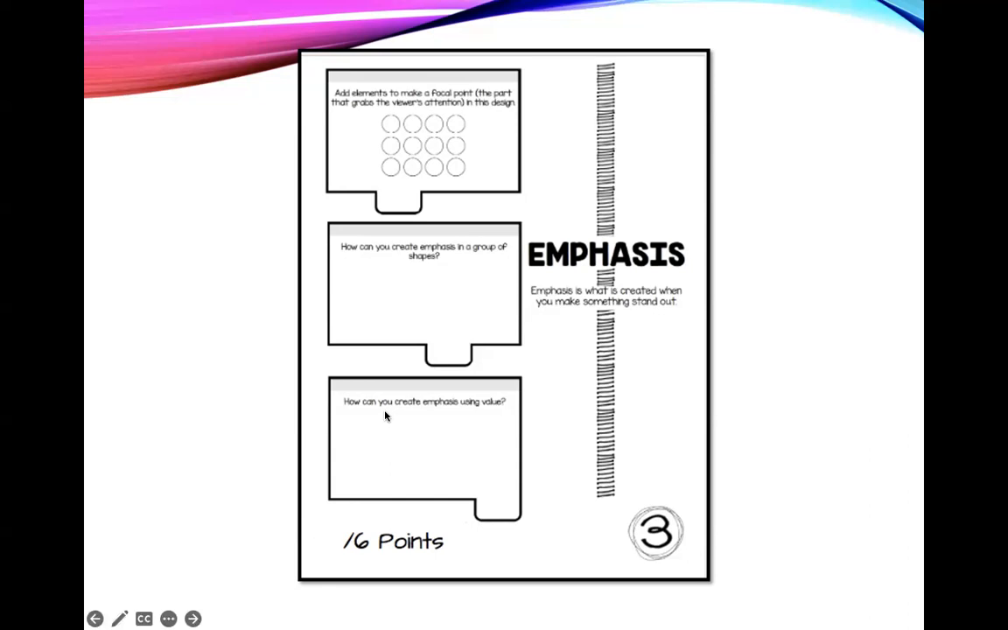And then the last one is how can you create emphasis with value? Once again, value is the lightness or darkness of a color. So you could have 3 triangles and 2 are really lightly colored, and then you could have 1 triangle that's really darkly colored. Okay, so go ahead and pause on page 3, and you can complete page 3 at your own pace, and then keep going on the video when you're done.